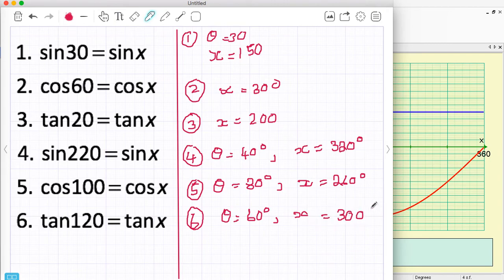Now you may need to watch this video again, particularly this part, to really pick up on what's happening. It's very, very important that you learn about 0 to 360, and you can also apply all these values into radians as well.